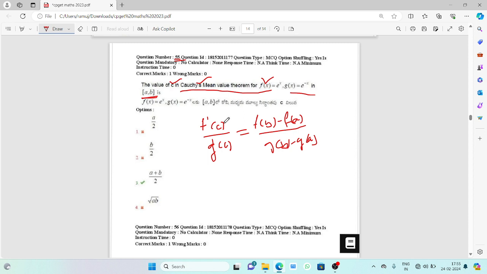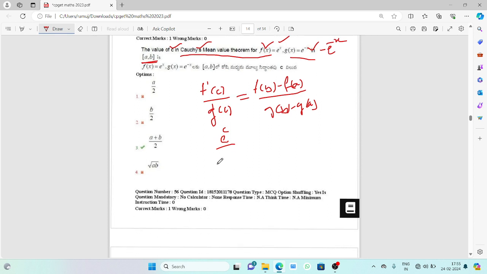By using the given functions f and g, we substitute the values here. f dash of c means we differentiate f with respect to x. We get e power x again, because the differentiation of e power x is e power x. Substituting c in place of x, we get e power c. Similarly, in the denominator, g dash of c, we differentiate e power minus x and get minus e power minus x. Substituting c in place of x, we get minus e power minus c.